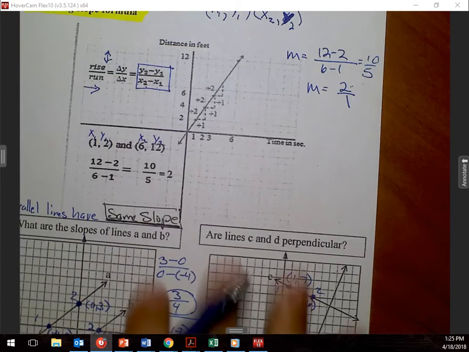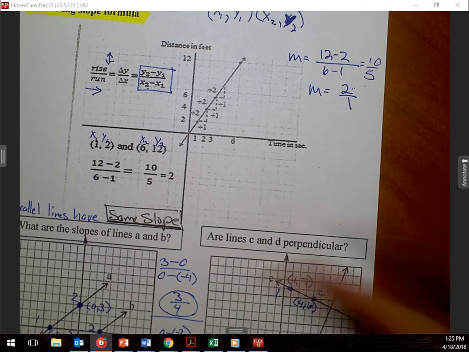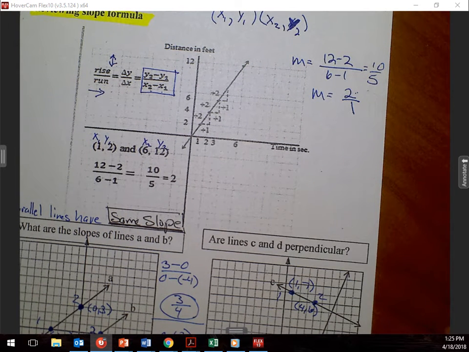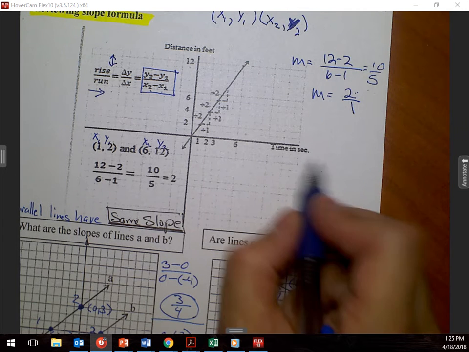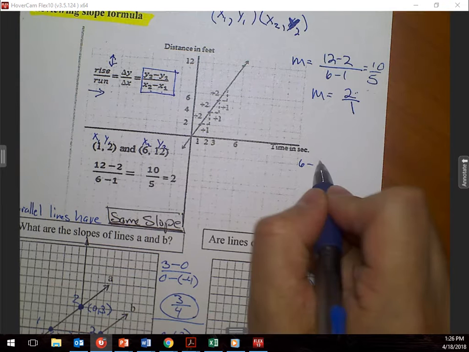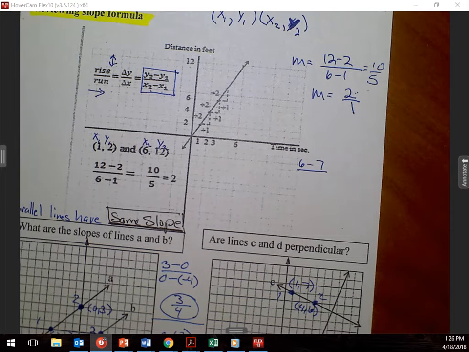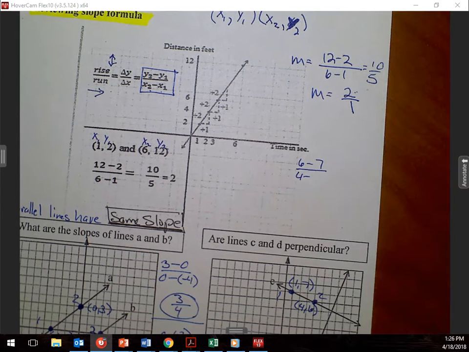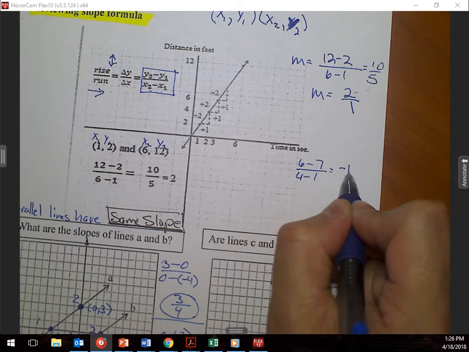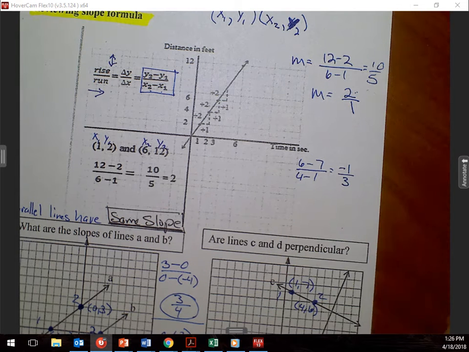So I'm going to go up here and use this area, because I'm kind of out of paper on this. All right, so what is y from the second point? 6. 6, very good. Minus, what is y from the first point? 7. Over. What is x from my second? 4. Minus 1, which is going to give me -1 over 3. So that one's going to be my line C, right?